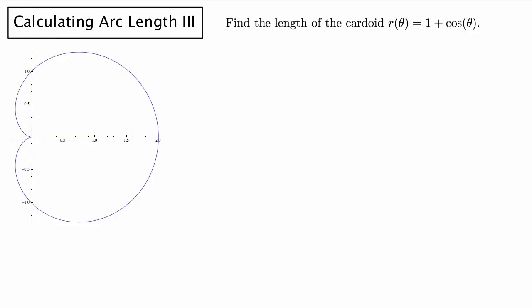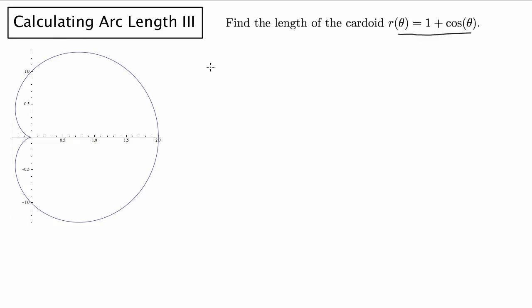Welcome to another Mathcast. In this episode we're going to be taking a look at polar curves and how to find the arc length of a polar curve. We're starting off today with a cardioid, which is sort of a deformed circle on one side, and it's given to us by the equation r = 1 plus cosine theta.